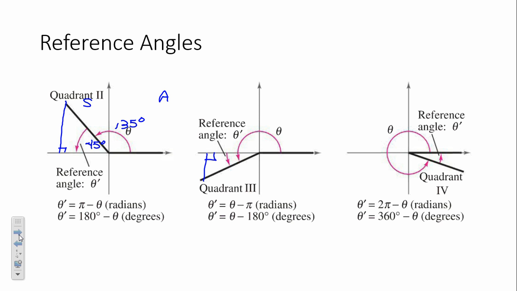Fourth quadrant, we've wrapped all the way around. We just need to know how much is left to make that full complete circle. So we would take 2 pi minus the theta in radians, or 360 minus the theta in degrees, to figure out that last part. And that's your theta prime.